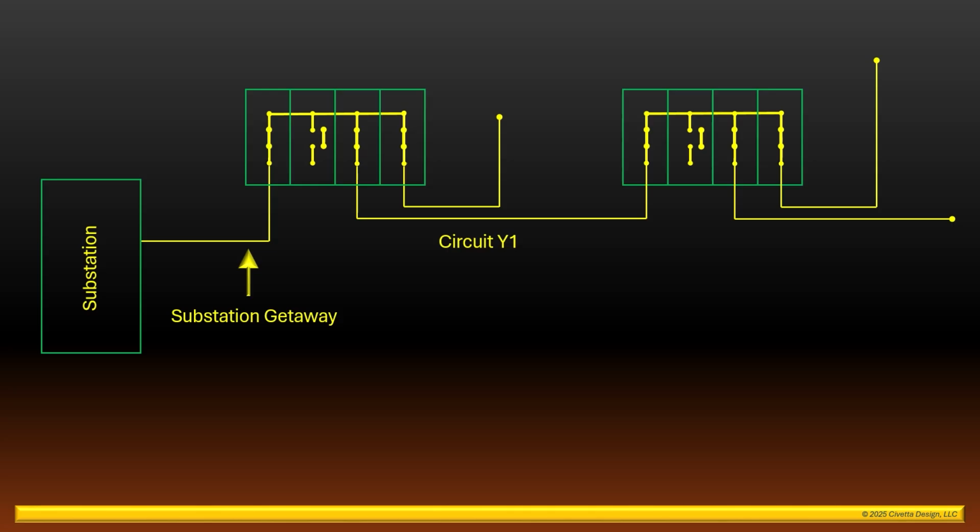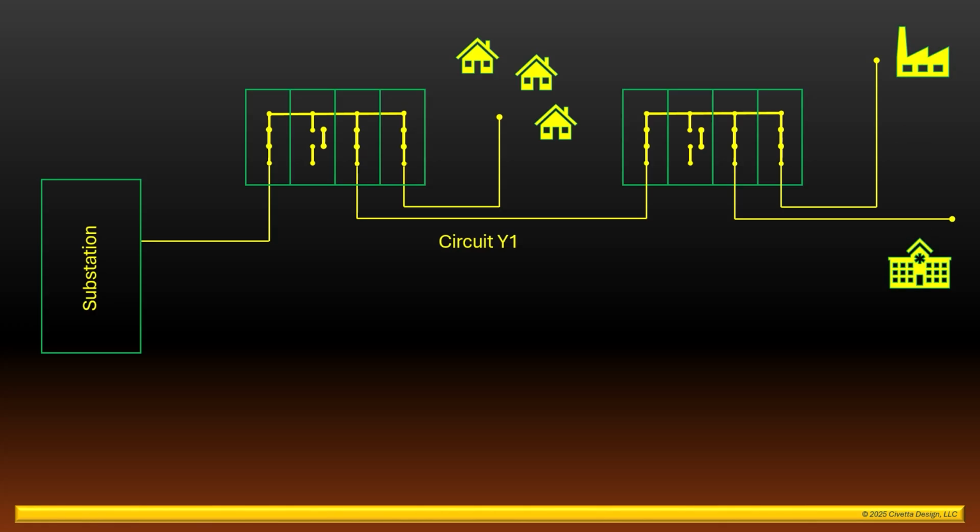And downstream of the substation, the getaway is connected to the first switch where the circuit is bifurcated into two separate branches. The first branch provides power to a residential community. The circuit then continues downstream and is connected to a second switch where it's bifurcated again. One of the branches provides power to an industrial center, and the second branch to a hospital.